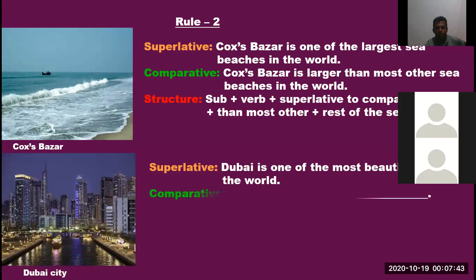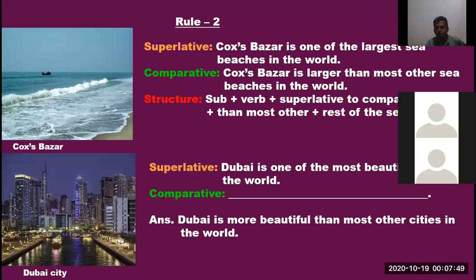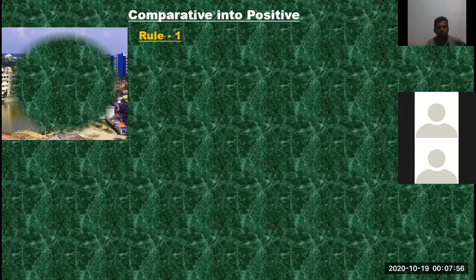Come to the next picture. Dubai is one of the most beautiful cities in the world. Comparative: Dubai is more beautiful than most other cities in the world. Now comparative into positive. Rule 1.